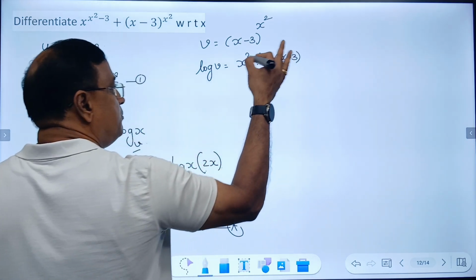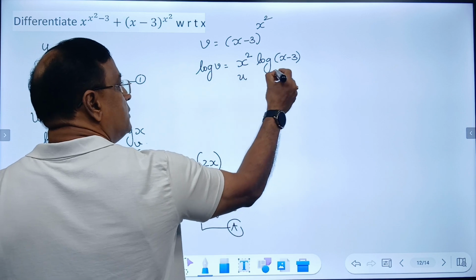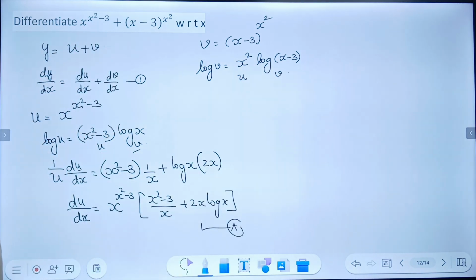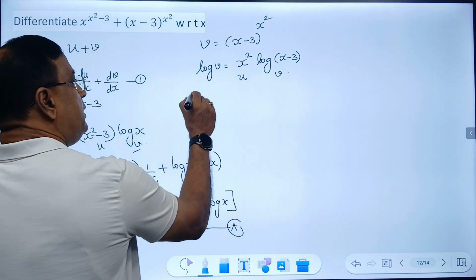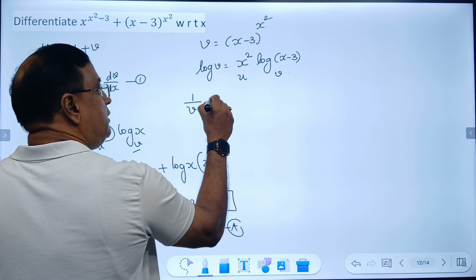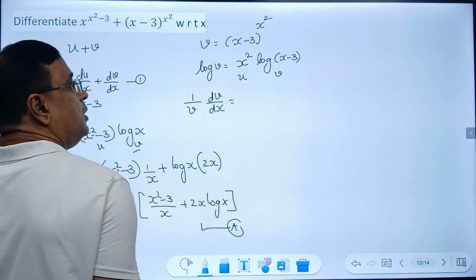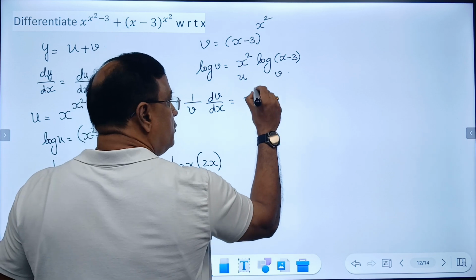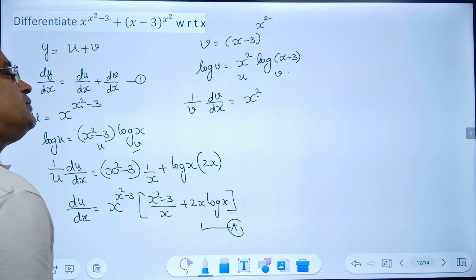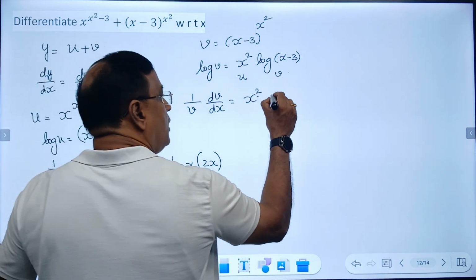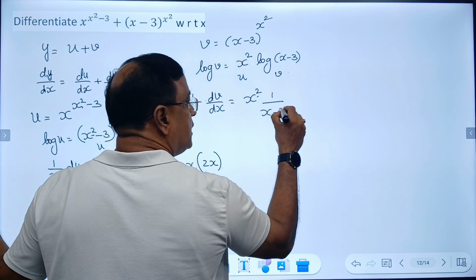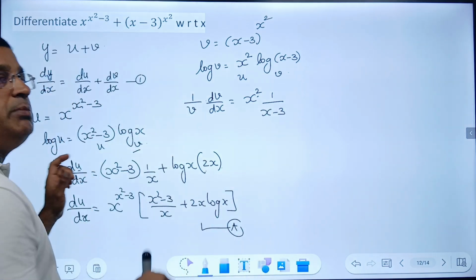Writing brackets is very important. This is u and this is v. Now how do I differentiate? Log v will be 1 by v dv by dx. Base, this is a chain rule. Now u into what is differentiation of log 1 by x minus 3? Now differentiate x minus 3.